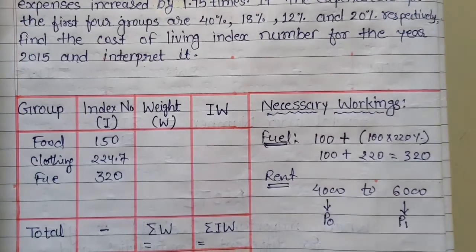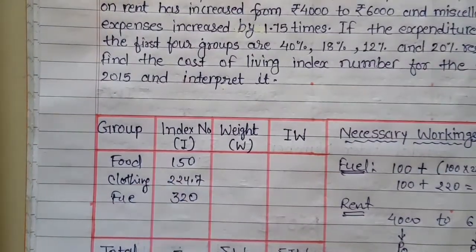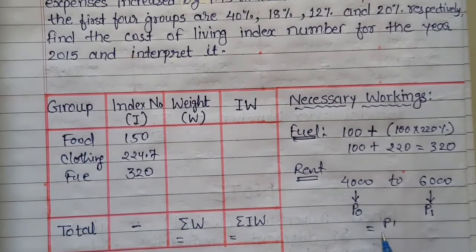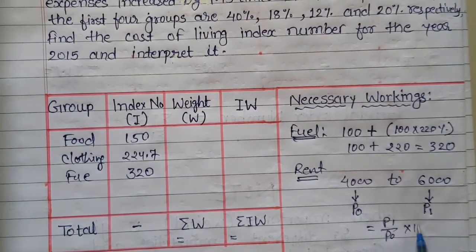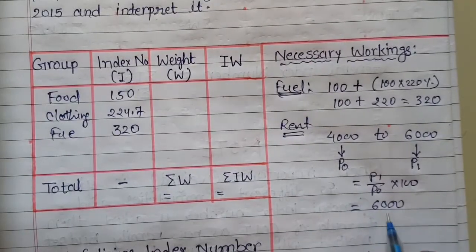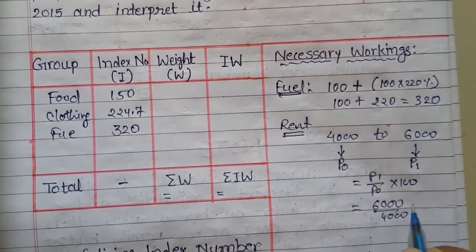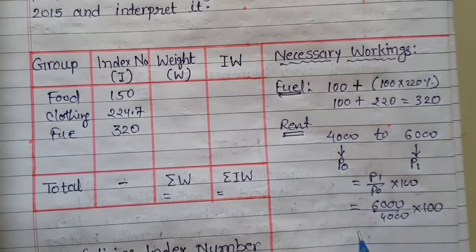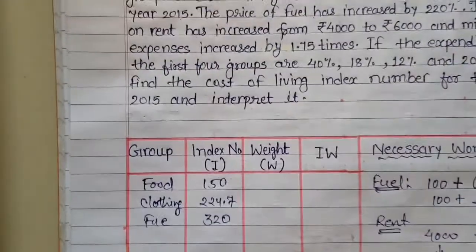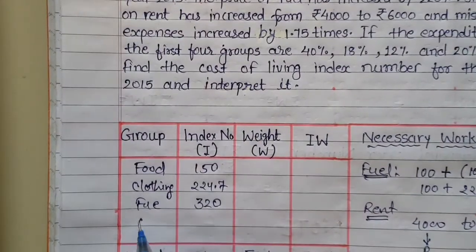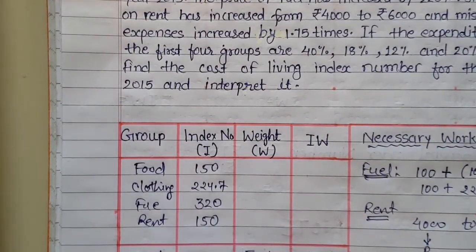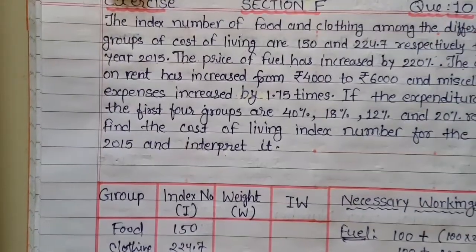So as you know, we are finding index number. So for index number we will do P1 upon P0 multiplied by 100. So 6,000 divided by 4,000 into 100, we will get 150. So for rent the index number is 150.